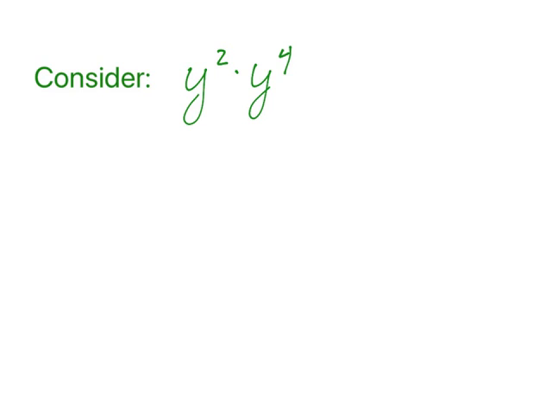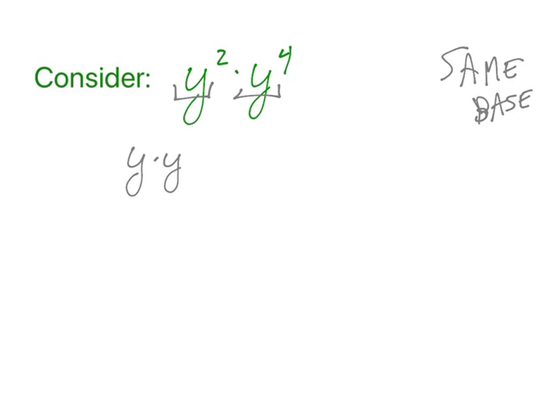So we have y squared times y to the fourth. Notice that the base of each of these exponents is the same, and that is crucial with the product property. We have to have the same base. Okay, so if we have the same base, let's think about what this means. Well, y squared is y times y, and y to the fourth is y times y times y times y.